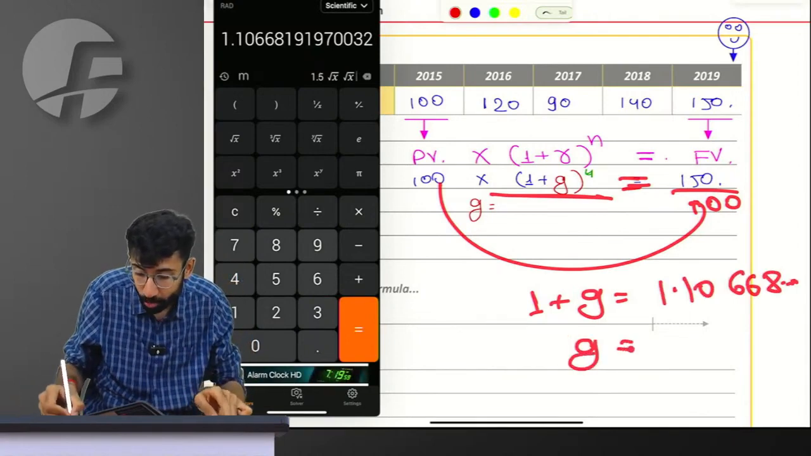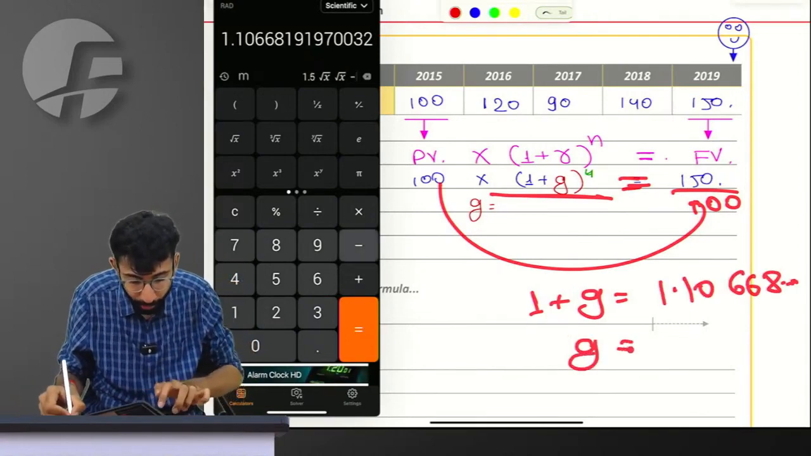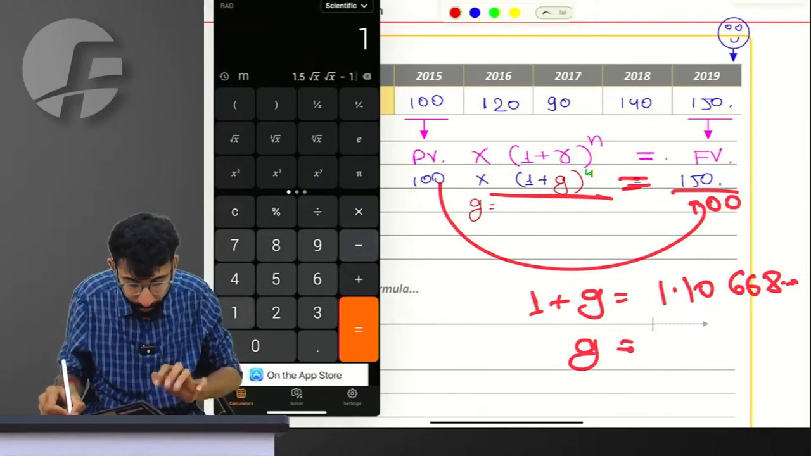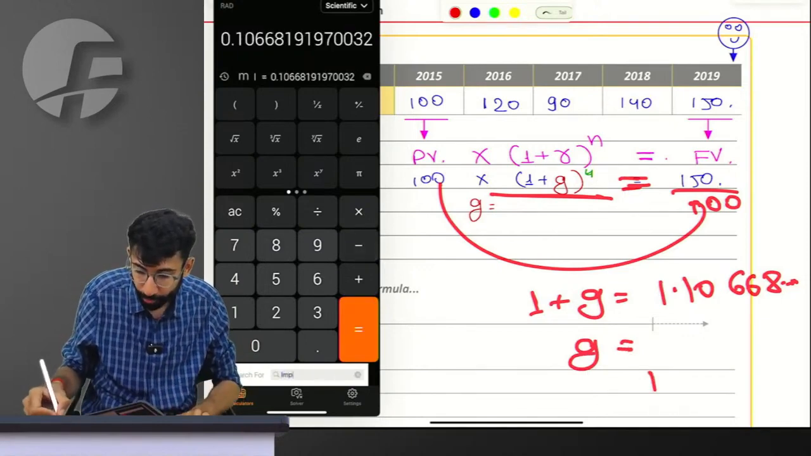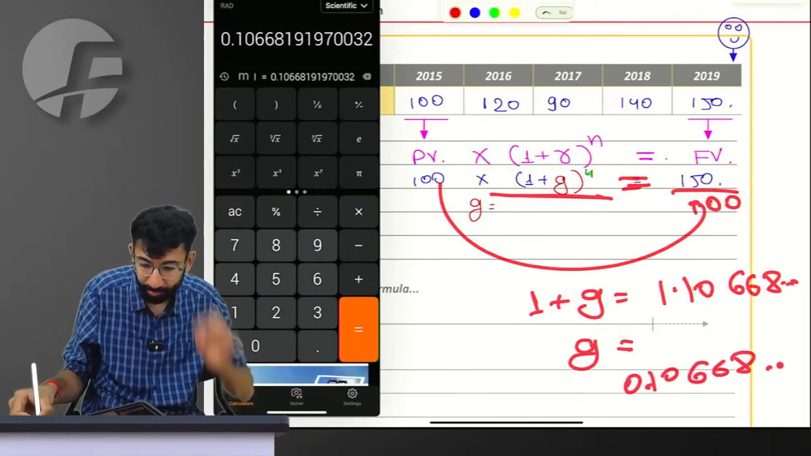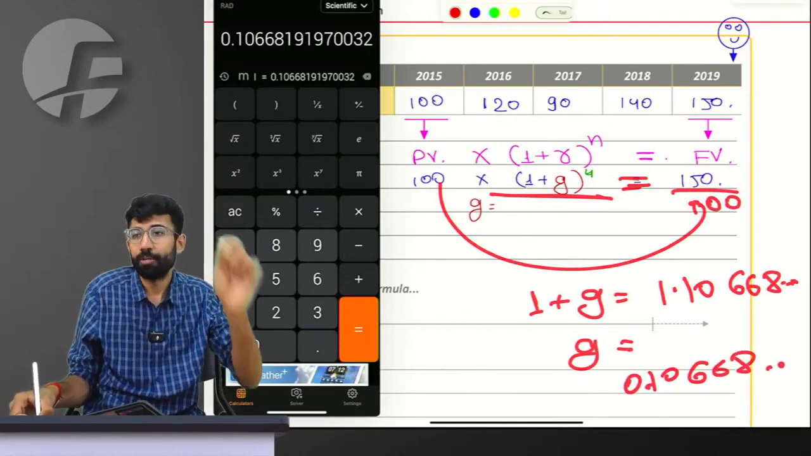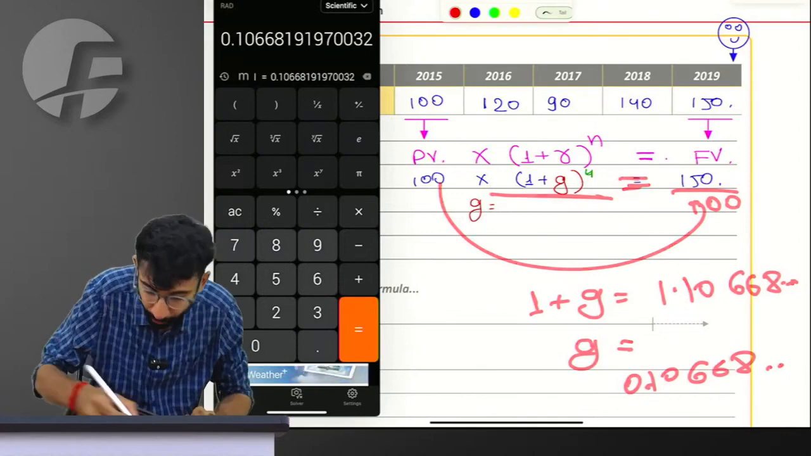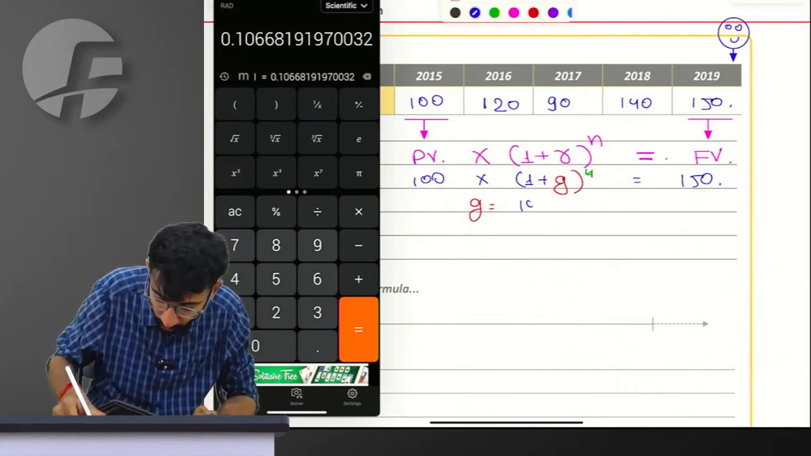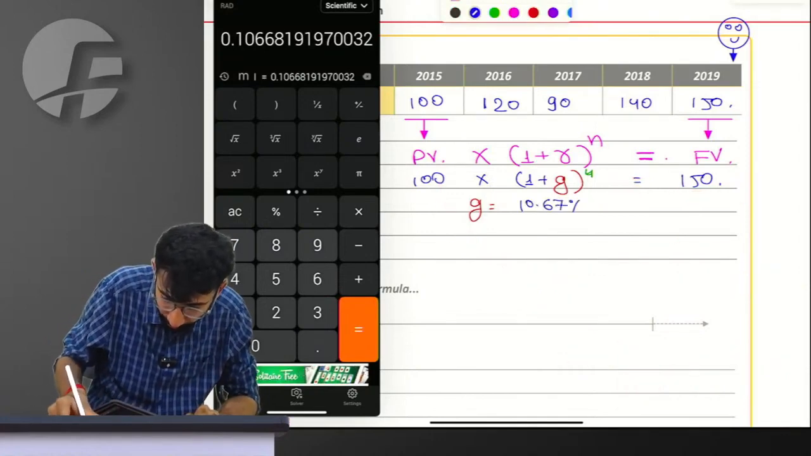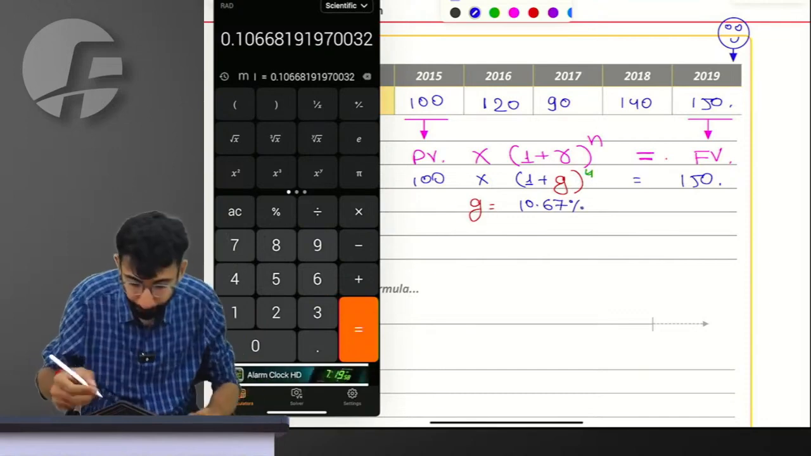Now g is equal to what? g is equal to whatever value you are getting minus 1, which will give you 0.10668 something, which is 10.67% as the answer. 10.67% is the answer. So g is equal to 10.67%.